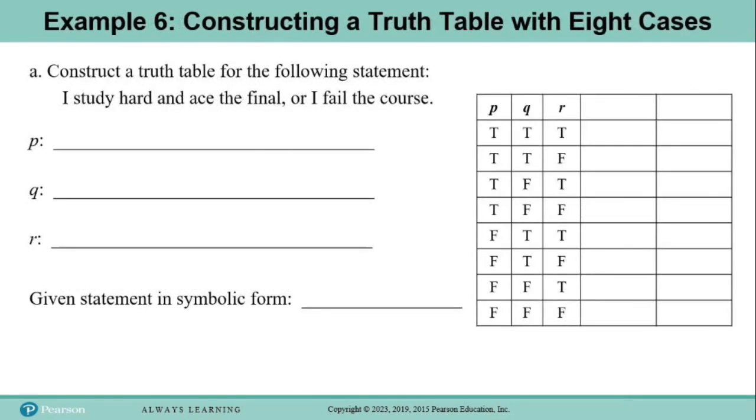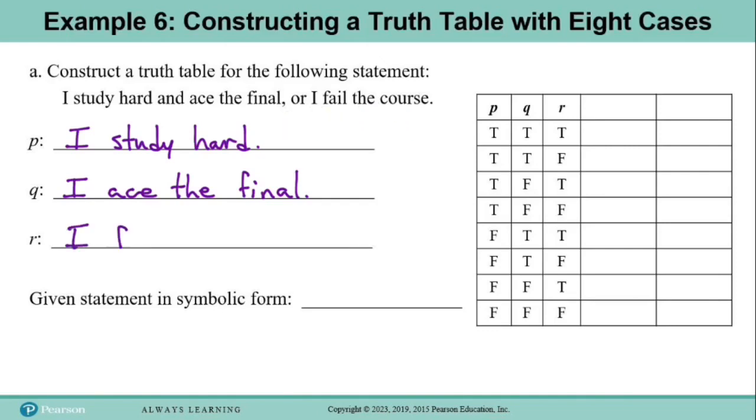So here is example 6, and what they've done is they've given us just a regular verbal statement here in English words, and we've got to break it down into 3 simple statements and then complete the truth table. So the overall statement says, I study hard and ace the final, or I fail the course. So statement P could be, I study hard. That would be one way we could state the first simple statement. And then statement Q could be the next part, I ace the final. And then statement R could be the third part, I fail the course.